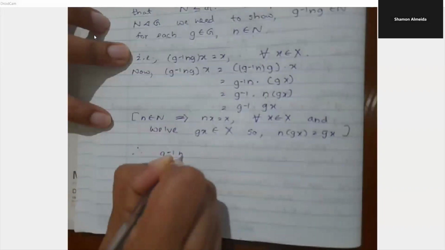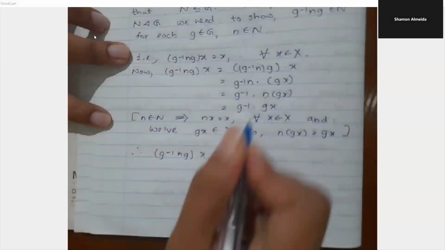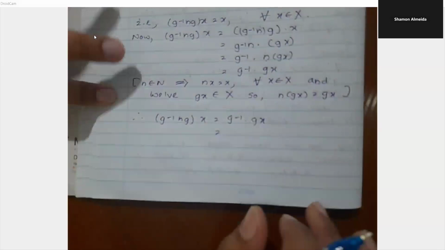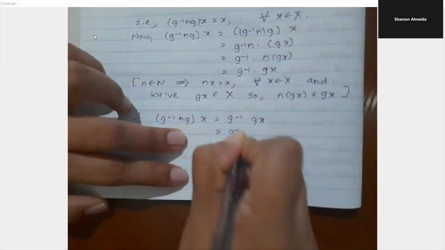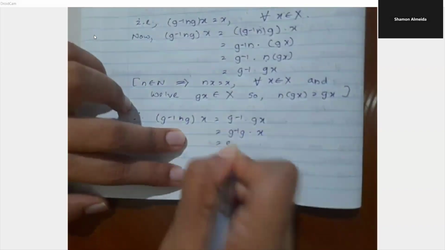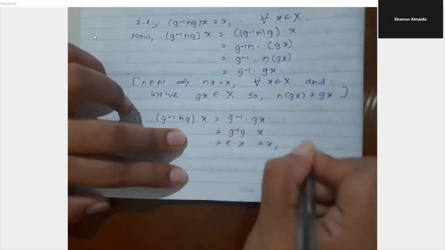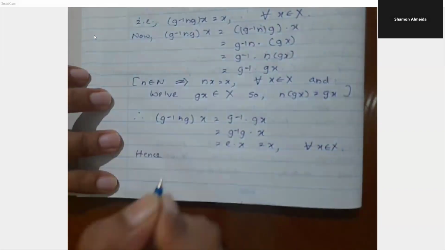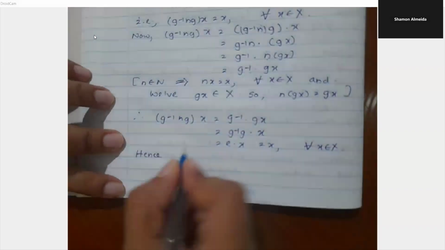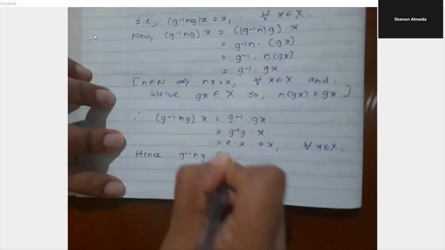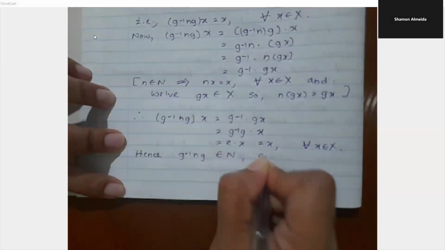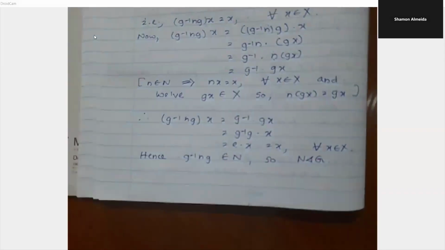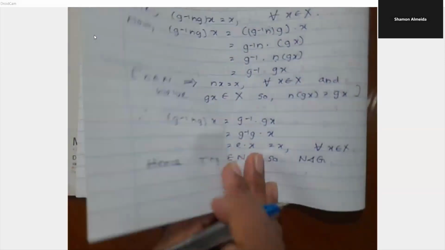So going back to the calculation, we are at this point: g inverse dot gx. Once again, applying the second property of a group action, this is equal to g inverse g dot x, that is the identity dot x, simply equal to x for all x in X. Hence, by definition of the group N, we see that g inverse n g belongs in N. So, by definition of a normal subgroup, N is normal in G. N is a normal subgroup in G.